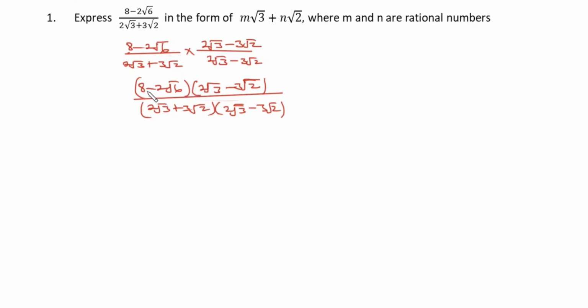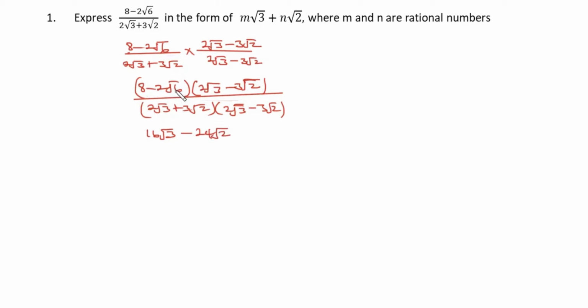8 multiplied by this, and then 8 multiplied by this one. 8 times 2√3: multiply 8 by 2 is 16, it becomes 16√3. 8 again multiplied by minus 3√2, with the minus sign: 8 times 3 is 24√2. So we are done with 8.